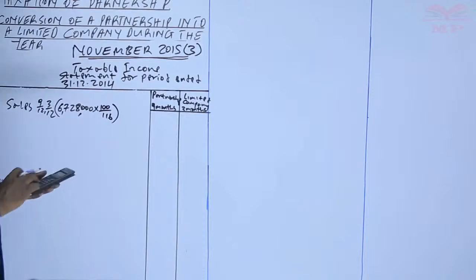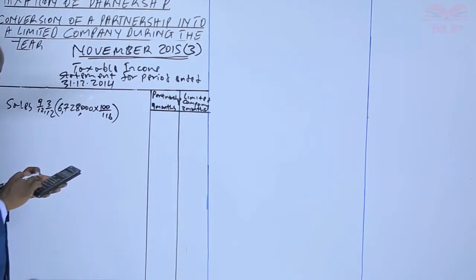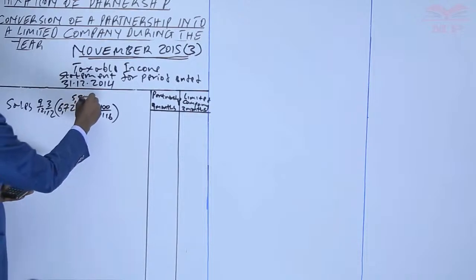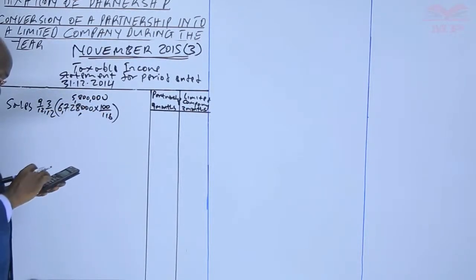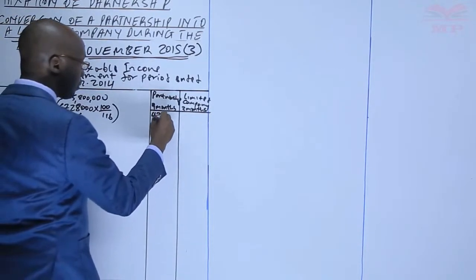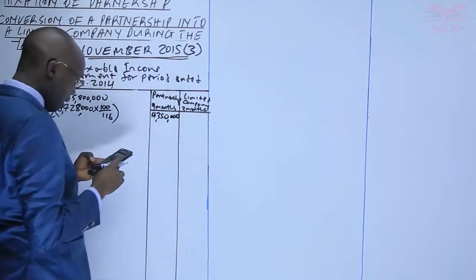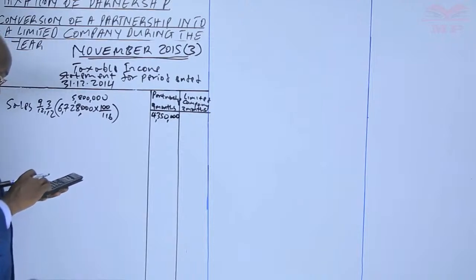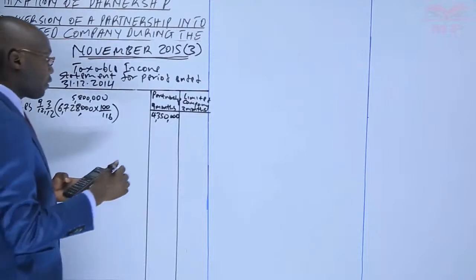So 6,728,000 times 100 divided by 116, and then what we get is 5,800,000, and then we take times 9 over 12. That gives us 4,350,000, and this other one is going to be 5,800,000 times 3 over 12, which we get 1,450,000.